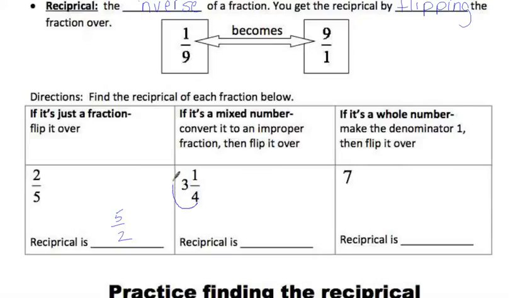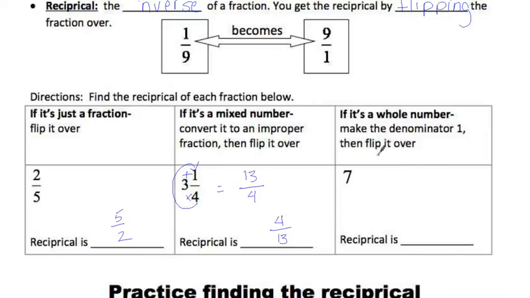So in this one, I need to do the magic C. First, multiply at the bottom, add at the top. 4 times 3 is 12, plus 1 more gives me 13 over 4. And the reciprocal of 13 over 4 is going to be 4 over 13.